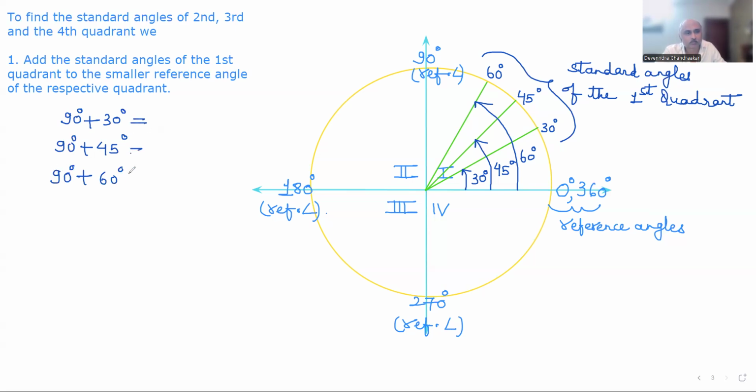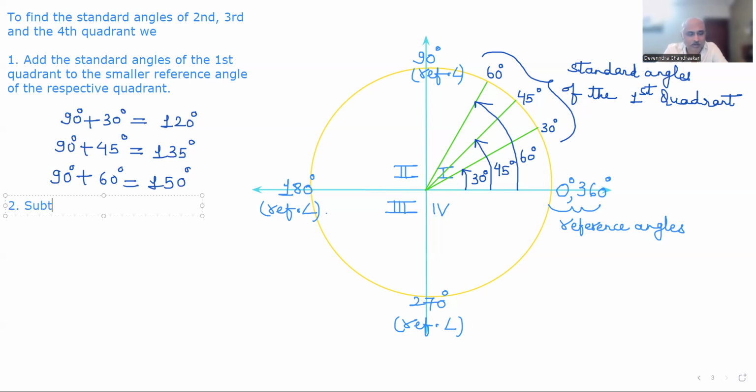Yes, sir. So this is 120 degrees, 135 degrees, and 150 degrees. I hope everybody understood this. Yes or no? Yes, sir. Okay. Now, regarding the second rule, either this rule or this rule, right?